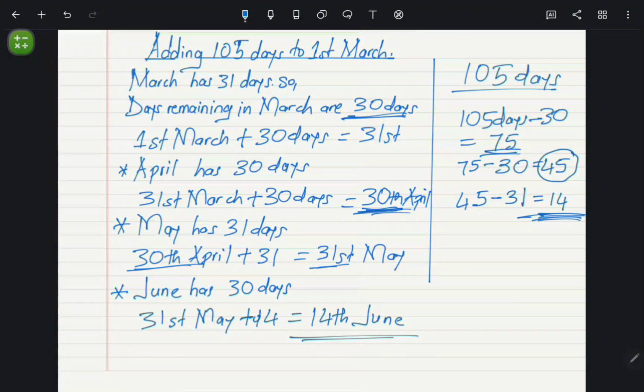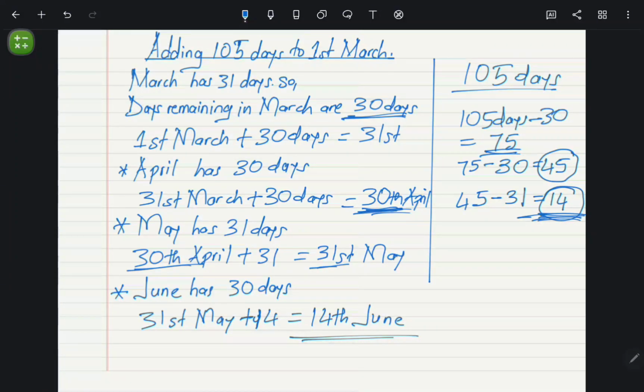But now our month that follows May is June, and June has 30 days. But we are only remaining with the 14 days on our right hand side. So what do we do? We just add those 14 days onto 31st May. So when we get 31st May and we add the remaining 14 days onto 31st May, we are going to end up with 14th June. These 14 days fall into the next month of June.